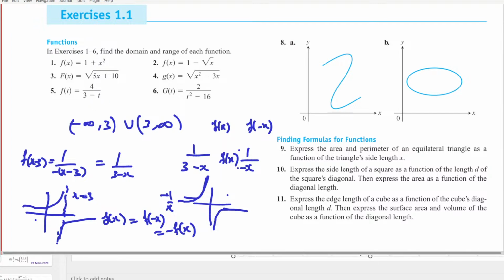Now it will never touch x-axis. What does that mean? This y equal to 0 can never happen. This is called horizontal asymptote. This graph, whatever you do, it will never touch x-axis. It will never touch y-axis also, it will never touch x-axis also. So it will never touch this line x equal to 3, it will never touch x-axis.